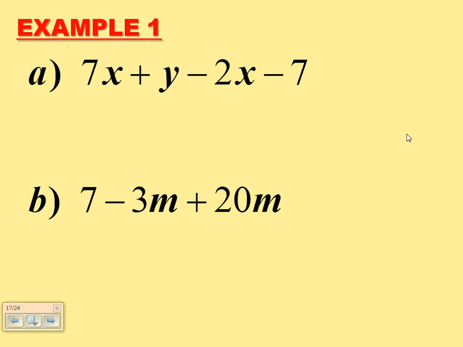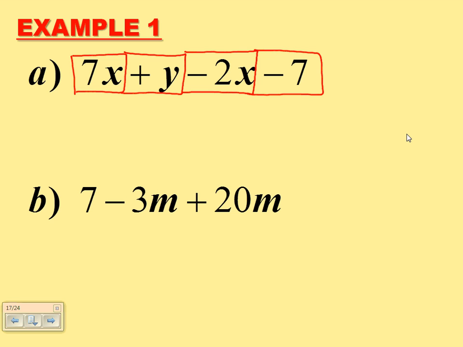A and B. 7x plus y minus 2x minus 7 for letter A. In order to do letter A, I suggest you do the following. You box it so it makes it easier for you to solve. I know some of you guys can try to do this in your head, but there's a good chance you'll probably make a mistake. This is what I'd like you guys to do. Box 7x, box the variable y and the sign in front of it. So you box plus y, box minus 2x, and box minus 7.